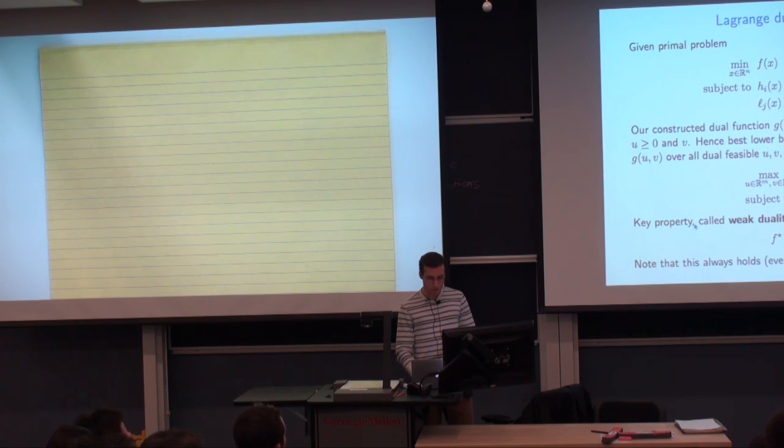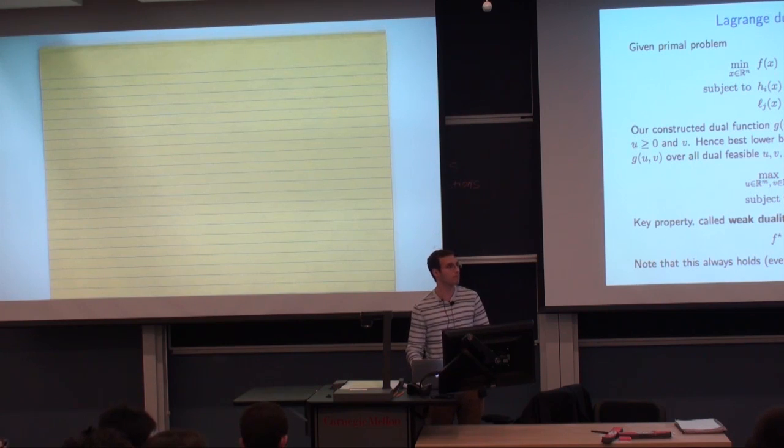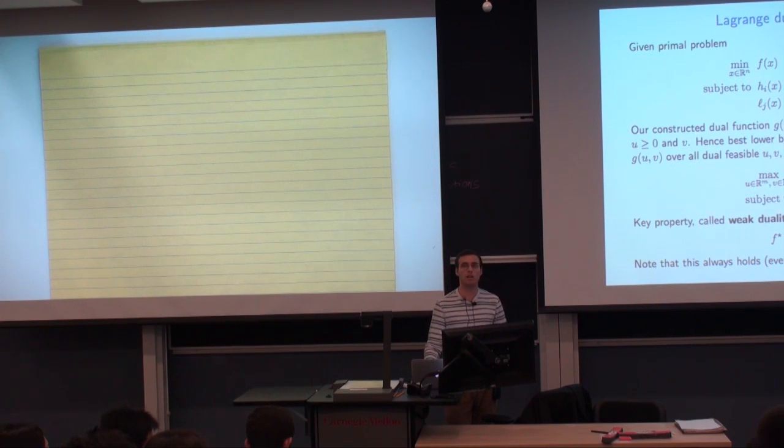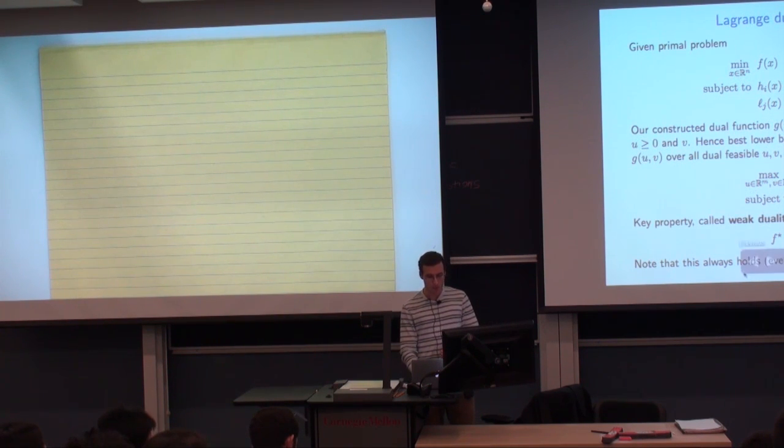Just from our steps, by construction, we have this property called weak duality, which means that if g star is the optimal dual value and f star is the optimal primal value, then we know that f star is bigger than or equal to g star. That was by construction. If you go back over those steps, it'll be clear why that's true, just because the Lagrangian always lower bounds the function, and that's where it comes from. So this always holds even if the primal problem is not convex.